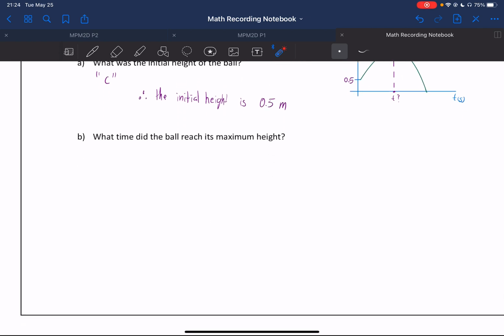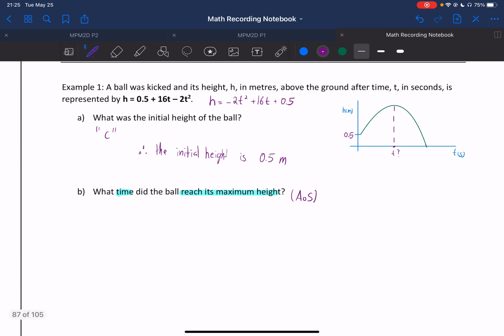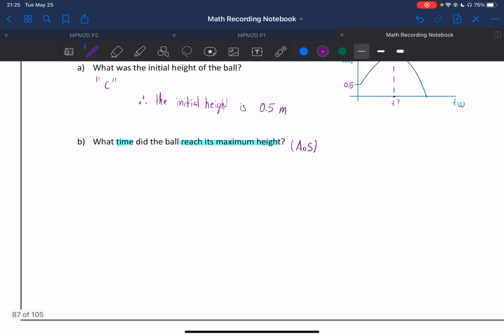The next question it's asking is, what time did the ball reach its maximum height? What that's asking us for is its time. That's the key word there. Time reached its maximum height. So that's going to be our AOS, our axis of symmetry. It's asking us at what point on the x-axis, or in this case our t-axis, does this equation reach its maximum height. So that's the x value of our vertex.